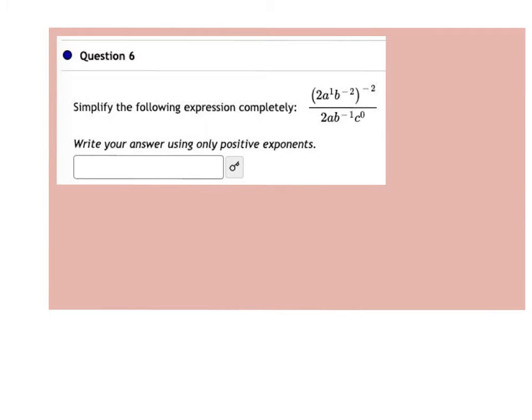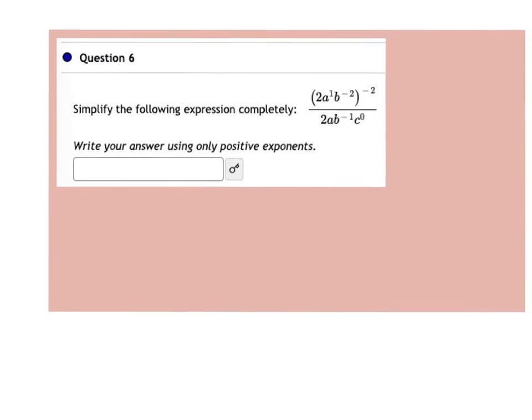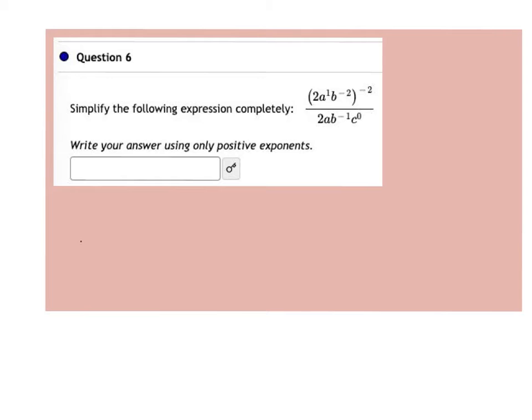Okay, so the first thing I'm going to do again is draw in my fraction bar, and I'm going to distribute this -2 to everything that's inside the parentheses. Because remember, when you're doing a power to a power, you multiply those exponents.